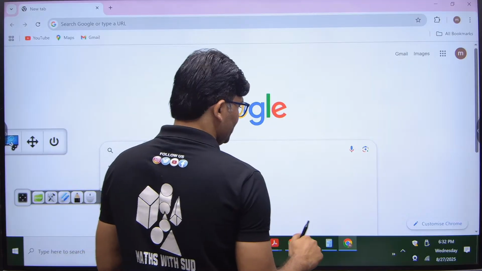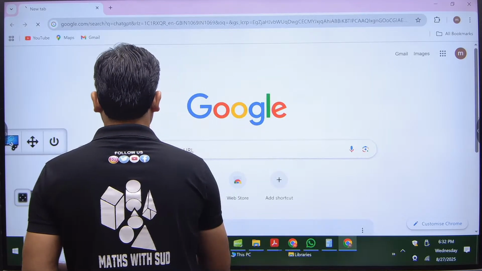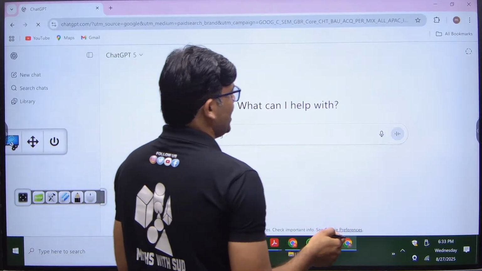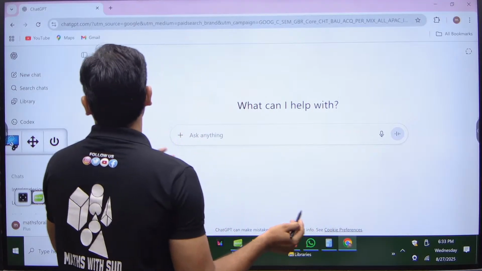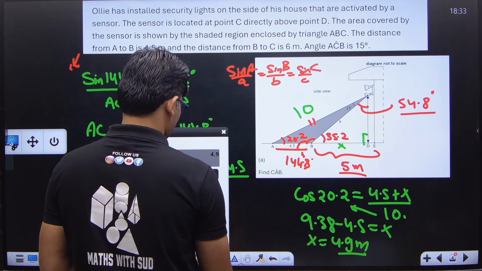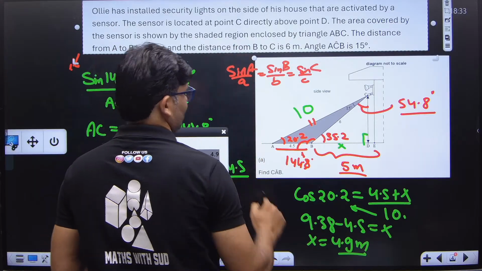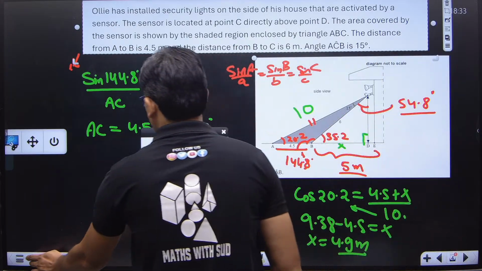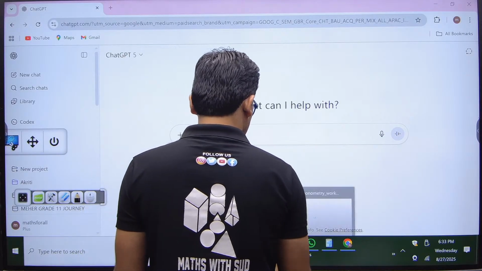But I don't know whether it will work or not, because ChatGPT sometimes makes mistakes. Most of the time they are making mistakes. Yeah, ChatGPT is not very good at math. So I will see if I will be able to crop the question in one go.